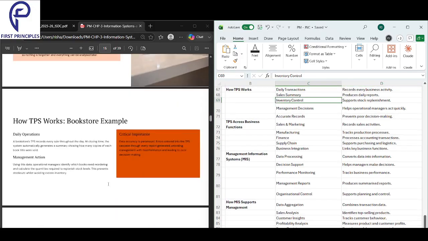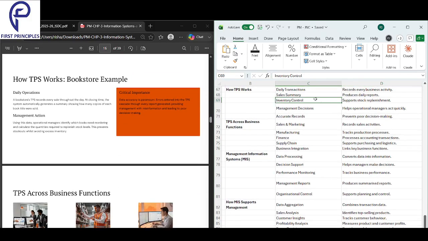How does it really work? An example is a bookstore, with daily transactions. It records every business activity. It produces daily reports. It helps you know how much stock is there. Inventory management, and management decisions help you to take decisions quickly with accurate records. Now, if you go to a supermarket, they scan. The moment they scan, that amount gets deducted from your inventory. Also, it goes in your invoice.